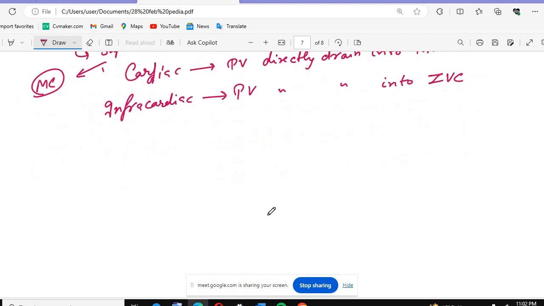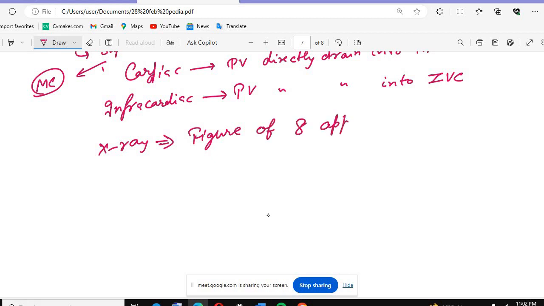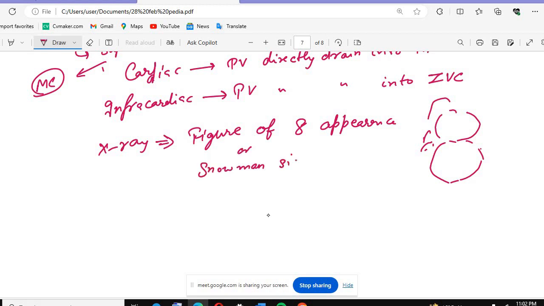What we see on the X-ray is the figure of 8 appearance. This type of appearance will be there, where the surrounding areas will be blackish and this part looks like a more whitish area. We can also call this the snowman sign or snowman appearance.